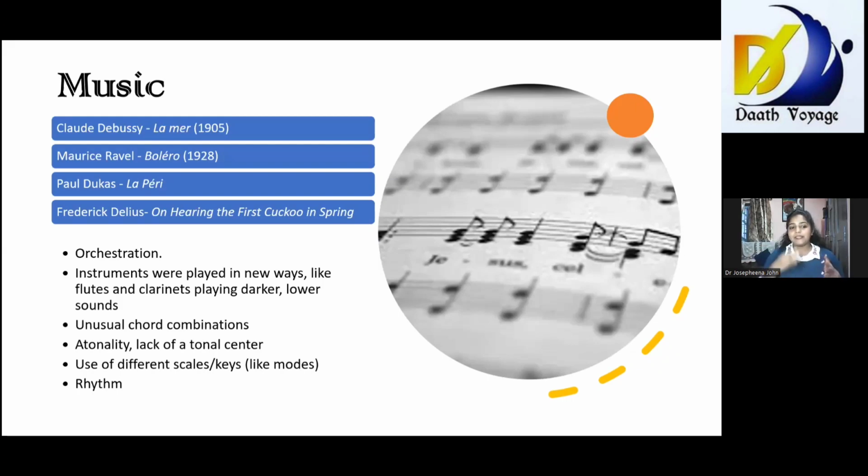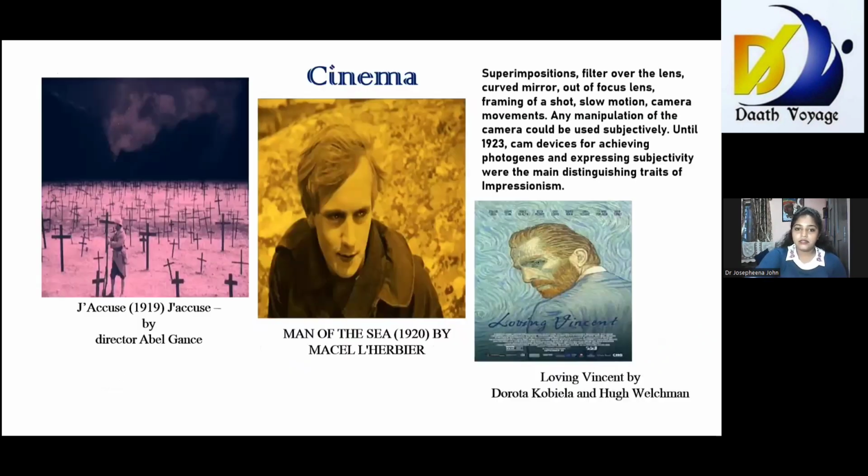Some examples are Claude Debussy's La Mer, which was composed in 1905, Maurice Ravel's Bolero, which was composed in 1928, Paul Dukas' La Péri, and Frederick Delius' On Hearing the First Cuckoo in Spring. Now, these are just my picks, which I like the most in classical music, especially from the Impressionistic era.